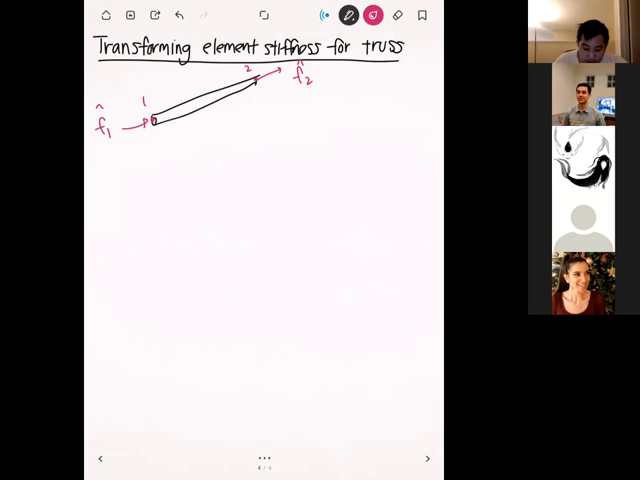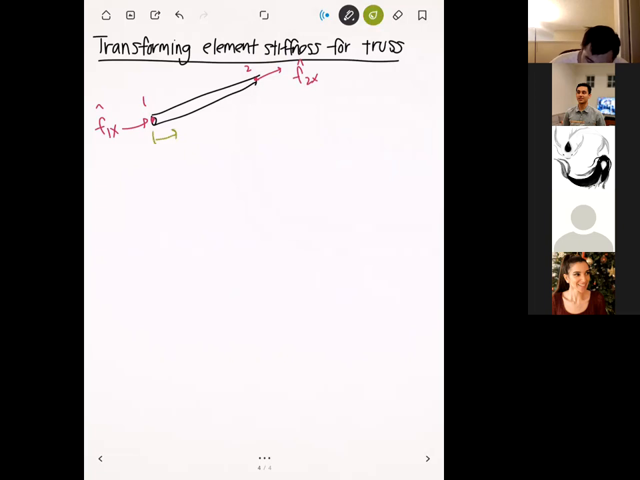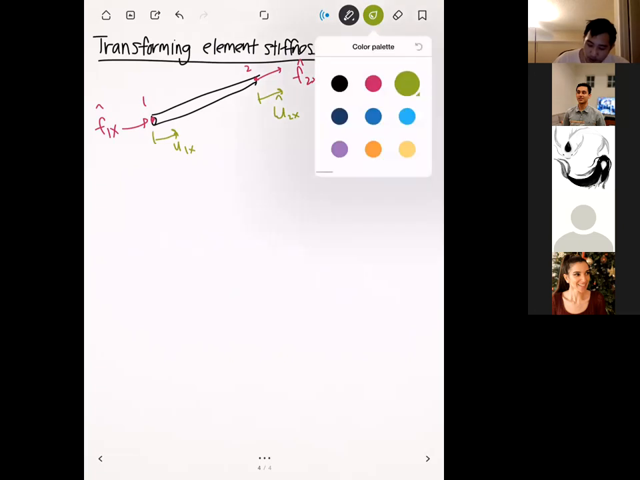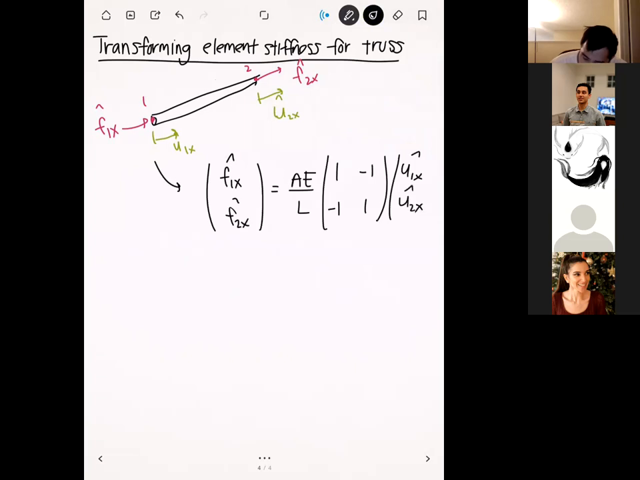I'm going to give them hats because we're going to put this in the local coordinates, right? In particular, these are going to be the forces in the local x direction, okay? And then if we apply our forces, we're also going to have our displacements, right? And so we're going to have u1x hat and u2x hat, okay? And so if we write out the element stiffness matrix, we get the following, right? And so we have f1x hat, f2x hat is equal to AE over L times [1, -1; -1, 1] times u1x hat and u2x hat. Okay?